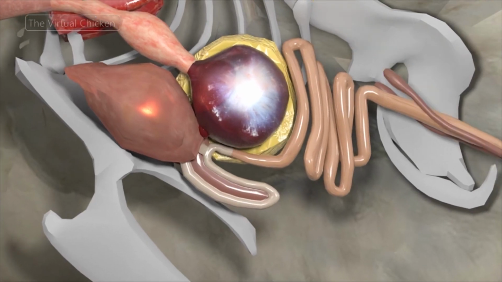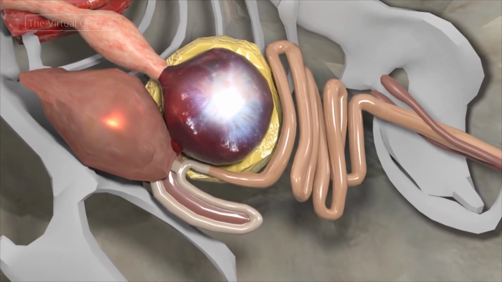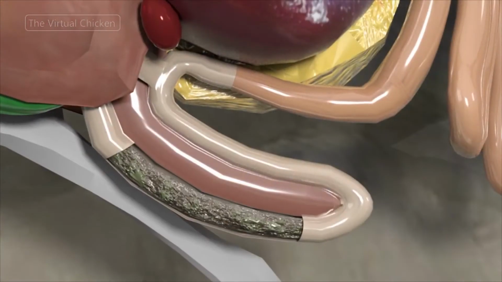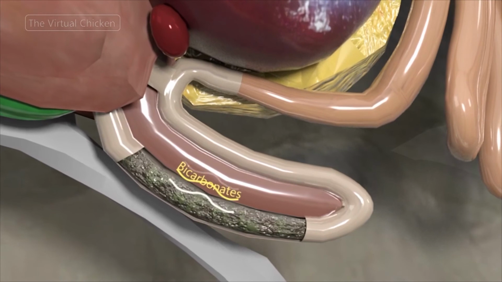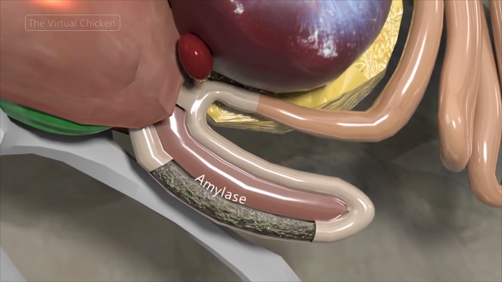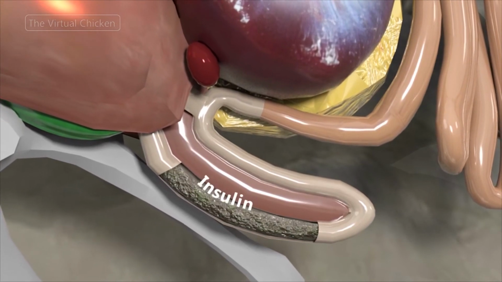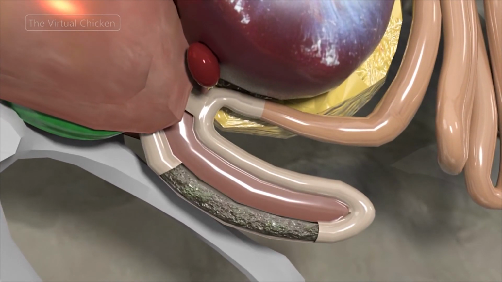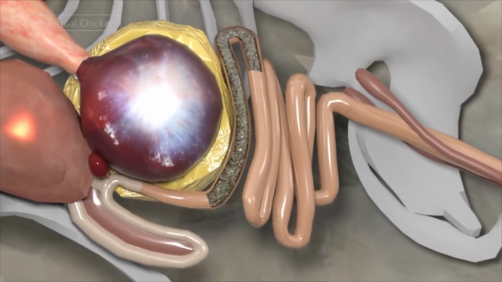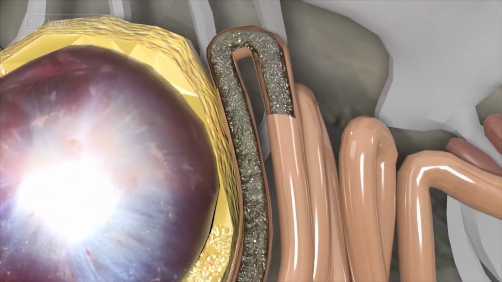Then comes the small intestine. The small intestine is divided into three parts, the duodenum, jejunum and the ileum. Then comes the liver and the pancreas. The liver produces bile juice which helps in fat absorption. The pancreas produces the pancreatic juice which helps in digestion. The main function of small intestine include digestion and absorption.